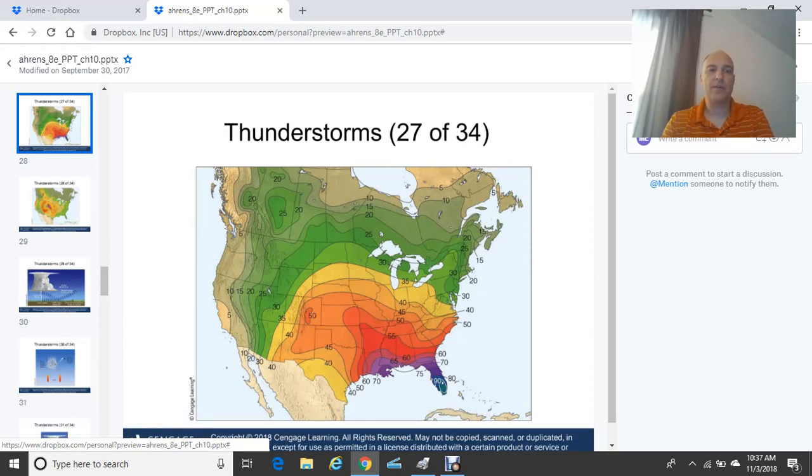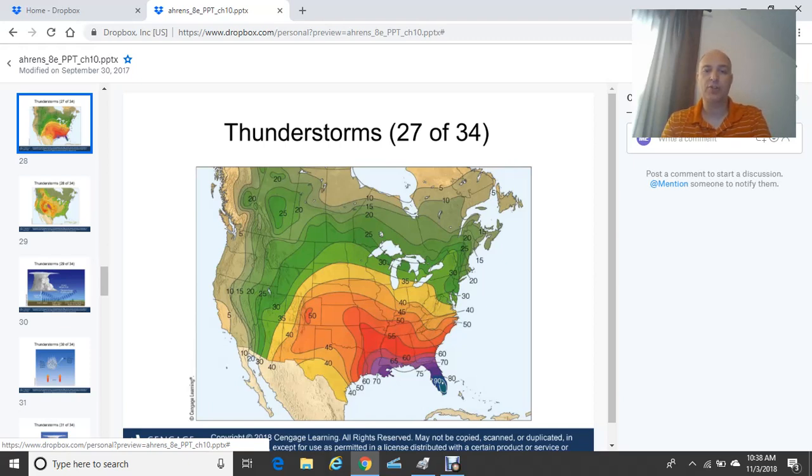This is an example. This chart here shows you the average number of thunderstorm days in the United States. You notice where the capital of thunderstorms in general is: Florida. The Florida Peninsula has the most thunderstorms each year. Look at the number of thunderstorm days, 90. What is a thunderstorm day? It's simply a day in which you hear thunder. Okay? So you're looking at 75 to 90 thunderstorm days on average a year in Florida.